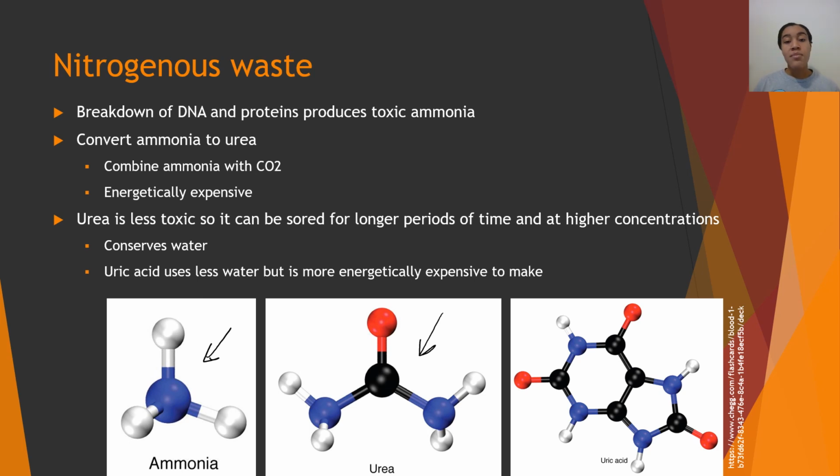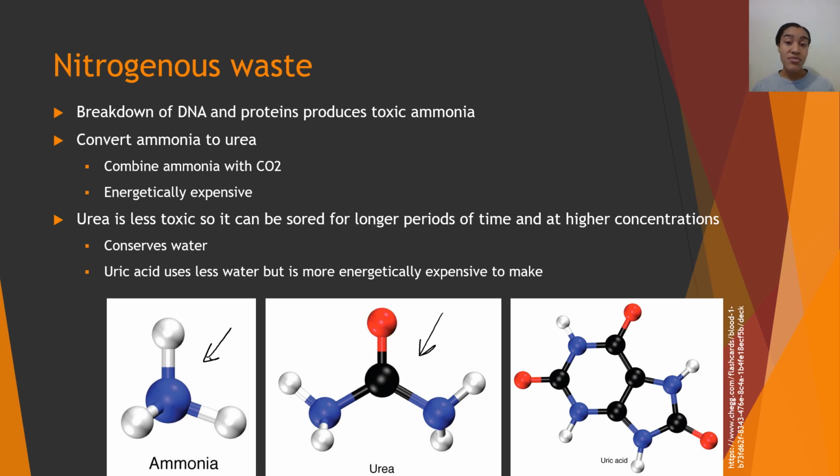But even though there are benefits to this process, it is energetically expensive, because in order to build compounds, you always have to put energy into the system. So our bodies have to use ATP to convert ammonia into urea, but it is very important, so it's worth expending that energy.